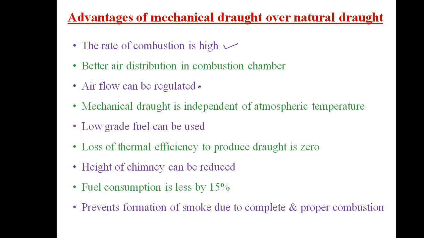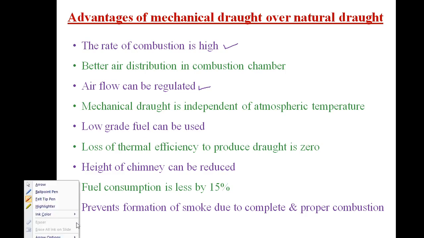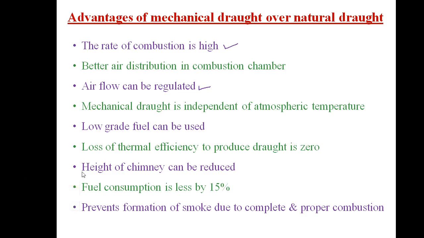Airflow can be regulated, as we want to increase or decrease the airflow rate. That can be done in case of artificial draught, whereas in natural draught the flow rate of air cannot be properly controlled.